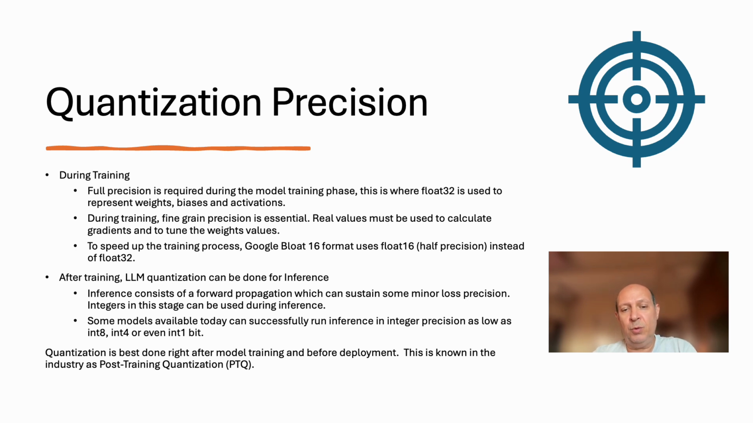Inference consists of a forward propagation, which can sustain some minor loss of precision. Integers, such as int4, can be used at this stage during inference. Some models available today can successfully run inference in integer precision as low as int8 or int4 or even int1 bit, as we've seen from Microsoft lately.